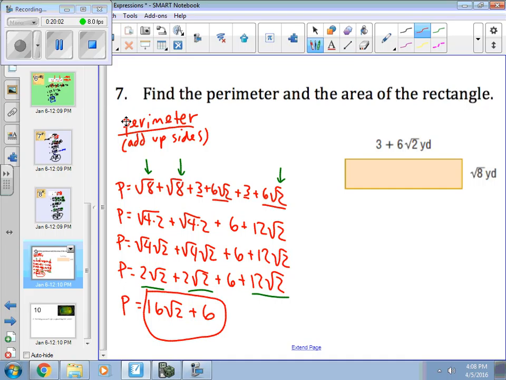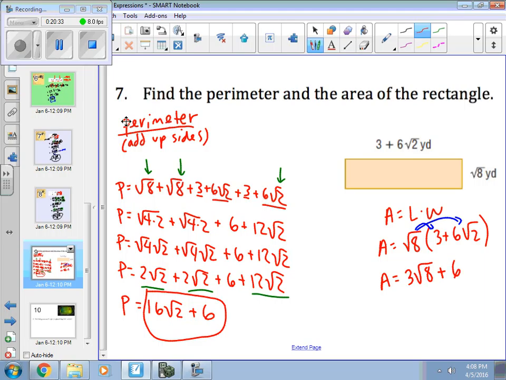For area of a rectangle, length times width. So in this case, it would be square root of 8 times 3 plus 6 square root of 2. Okay, we know when you are multiplying with this, we got to distribute. Don't multiply the 3 and 8 together here because one's under the square root, one's outside. So we'd write that as 3 square roots of 8. Plus, if we multiply the other one now, it'd be 6 times the square root of 16, multiplying the two numbers under the square root.